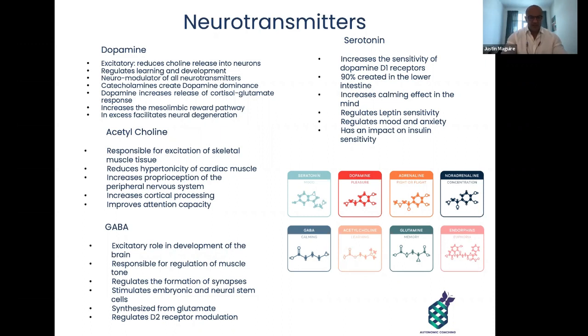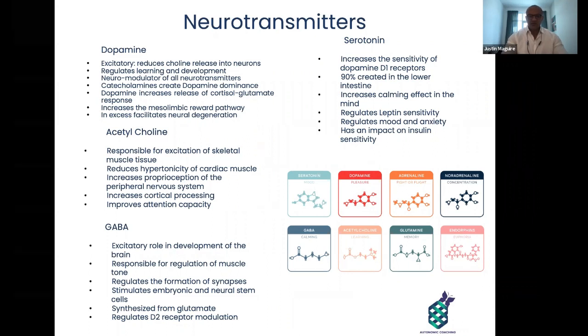Gamma-aminobutyric acid plays an excitatory role in the development of the brain. It is responsible for the regulation of muscle tone. So that excitatory role is only during the development of the brain; it actually plays more of an inhibitory role later once the brain is fully developed. It regulates the formation of synapses in its excitatory role in neural crests, stimulates embryonic and neural stem cells, is synthesized from glutamate, okay, and regulates D2 receptor modulation.